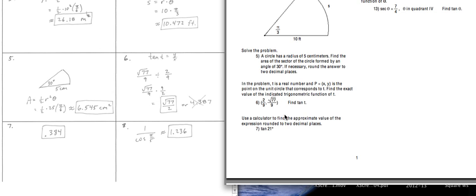Number 7, you just had to make sure your calculator is in degree mode, tangent of 21 degrees. You didn't have to have any work there at all. You got full credit for 0.384.